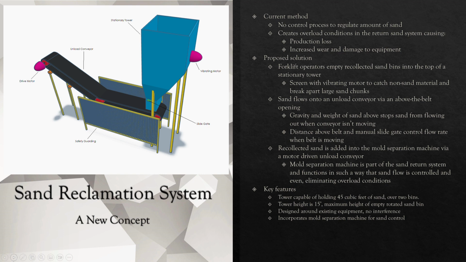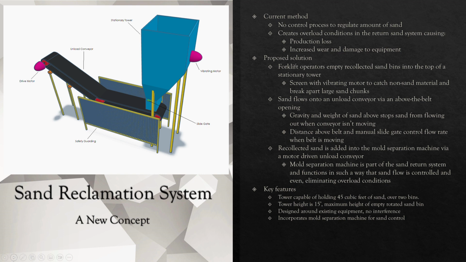The sand will flow down the stationary tower and pass through an opening emptying onto an unload conveyor. A manual slide gate will also be incorporated into the opening to allow for adjustable flow control. The motor-driven unload conveyor will transport recollected sand into the mold separation machine.